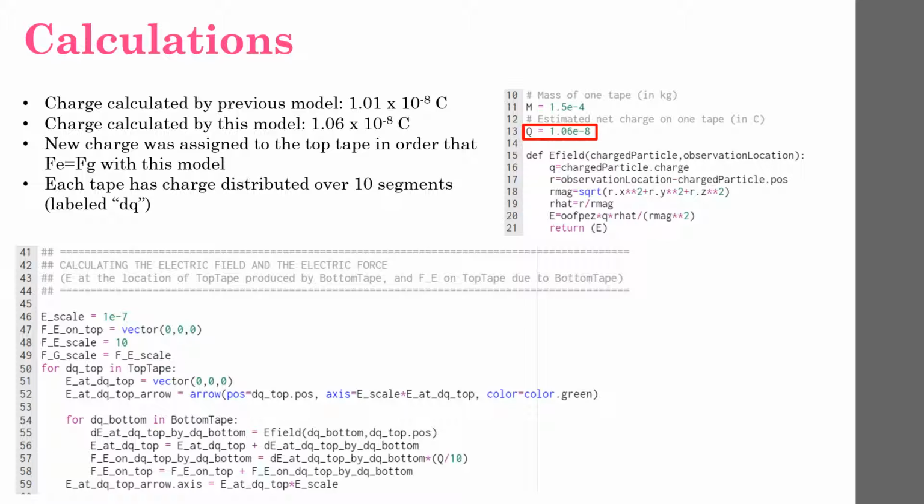And each tape has charge distributed over 10 segments that I labeled DQ, and we used a for loop to calculate the overall electric field and the overall electric force on the top tape by the bottom tape at each segment labeled DQ.